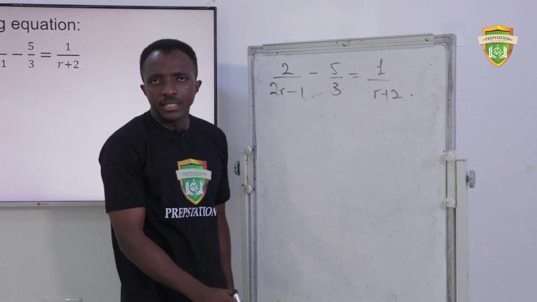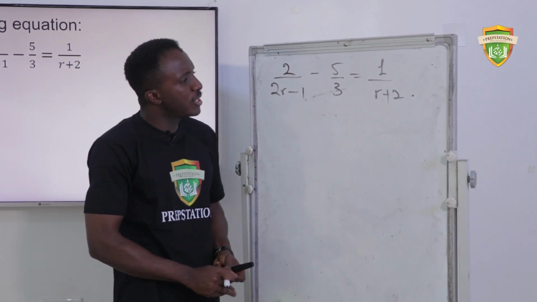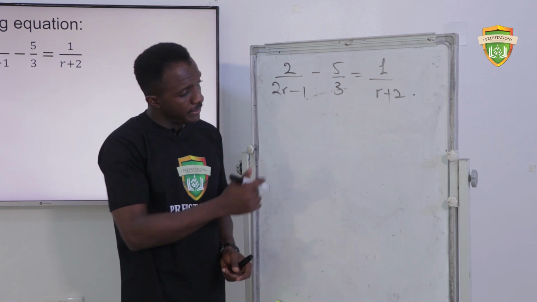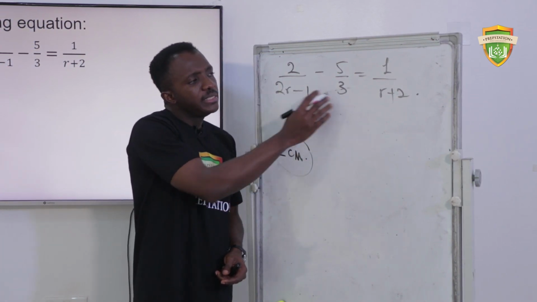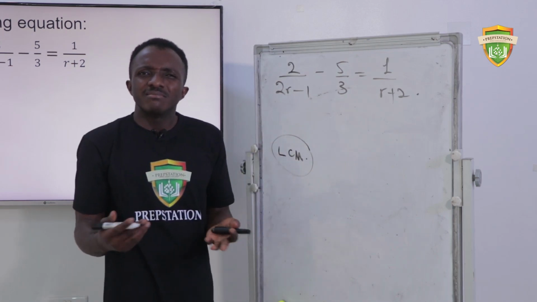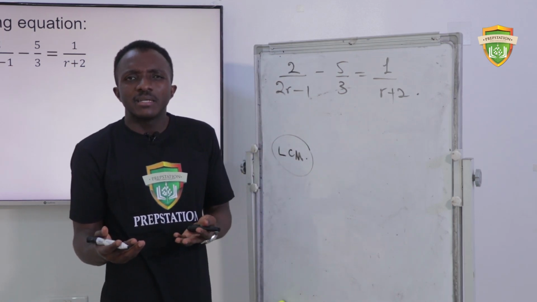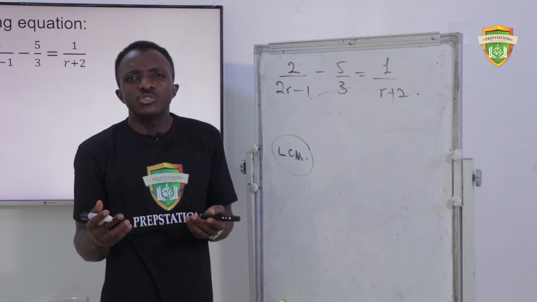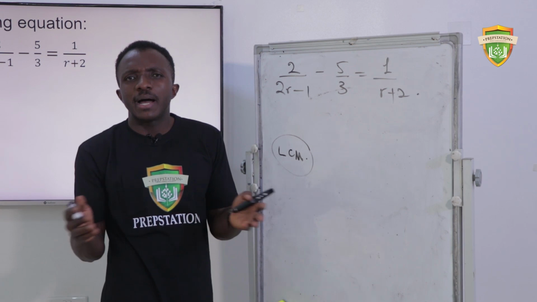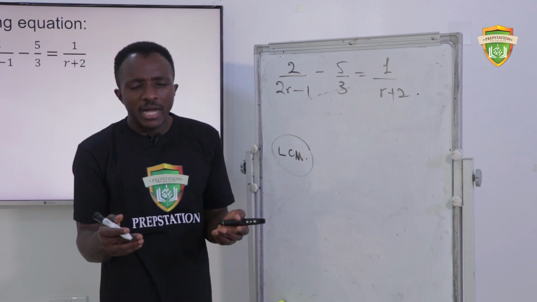So what comes to mind in solving fraction problems? LCM comes to mind. Lowest common multiple. Now when the denominators are not alike, when they are not related in any way, the ideal thing to do when you want to get the LCM is to multiply both denominators. I'll give you an example.